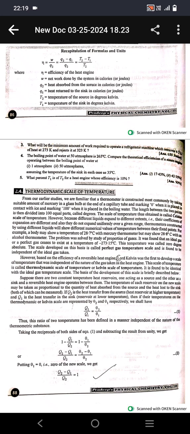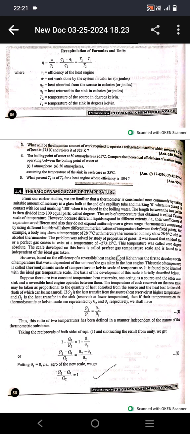Lord Kelvin, based on the efficiency of a reversible heat engine, developed a scale of temperature that was independent of the nature of the gas taken in the heat engine. This scale of temperature is called thermodynamic scale of temperature or Kelvin scale of temperature. It is found to be identical with the ideal gas temperature scale. The basis of the development of this scale is briefly described below.